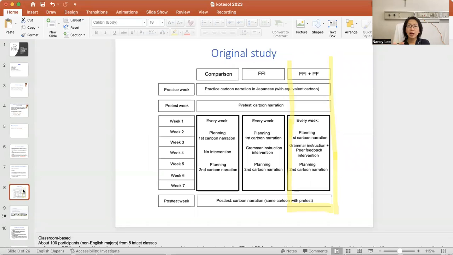So this was my original study that I conducted for my PhD, and today I'll be only looking at the yellow highlighted section, where I look at the effects of giving a peer feedback intervention to participants over a 7-week period. You can see that I started with a practice week, and then I did a pre-test, 7 weeks of weekly intervention, and then a post-test.